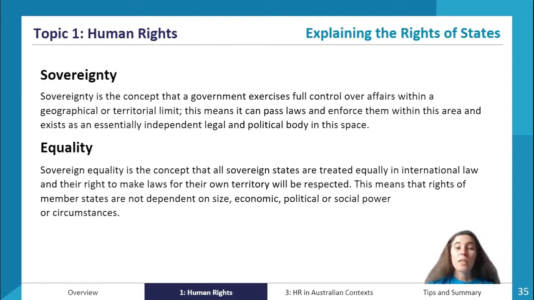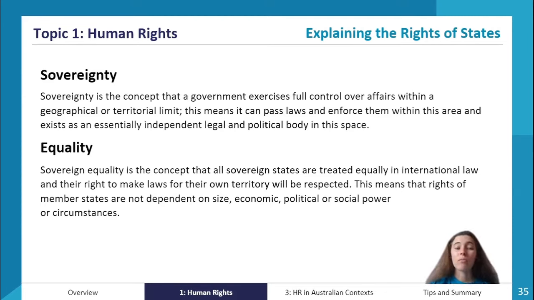The rights of states. So we've looked already at sovereignty, but let's have a look again. So this is that idea of exercising full control over affairs within a geographical or territorial limit. So it can pass laws and enforce them within that area, and exists as an essentially independent legal and political body in this space.